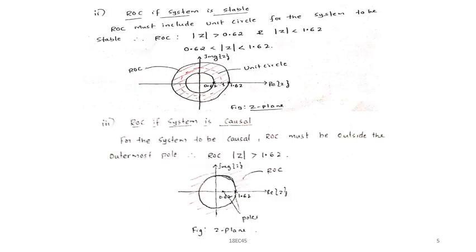You have to define the ROC for the system to be stable, and for the stable condition, you already defined it. For the system to be stable, in terms of ROC, it must include the unit circle.